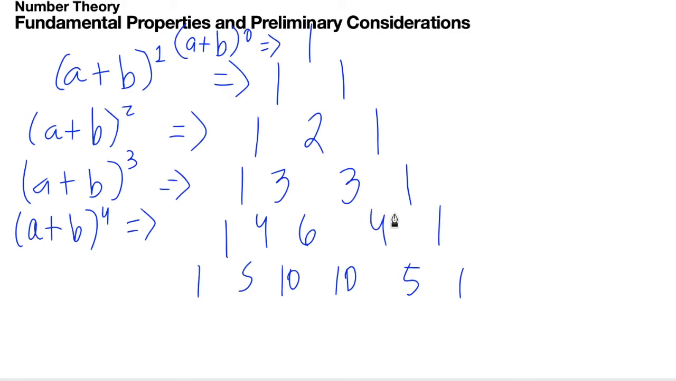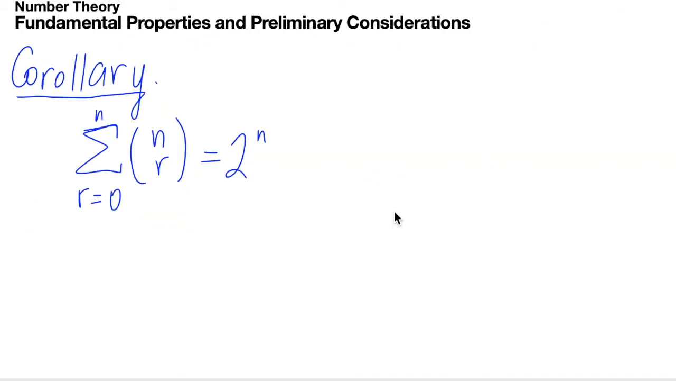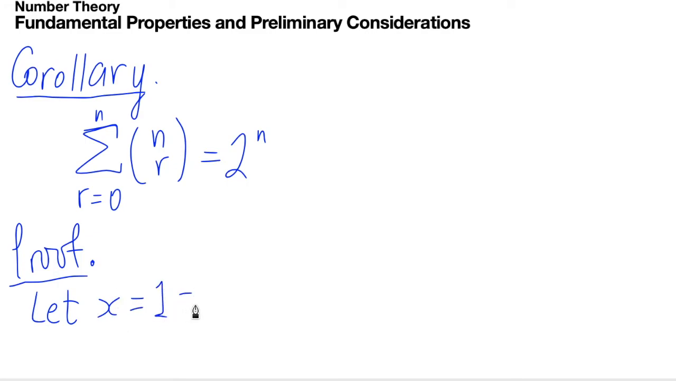This is very clear, of course. And how can we give a proof of this? For the proof, I'll just give you a direct proof. We will let x equal 1 and y also equal to 1 in the binomial theorem.